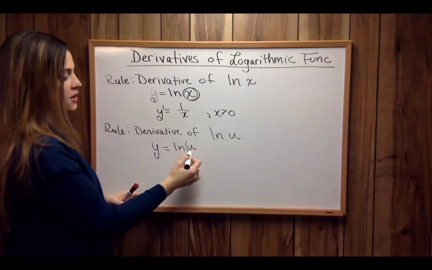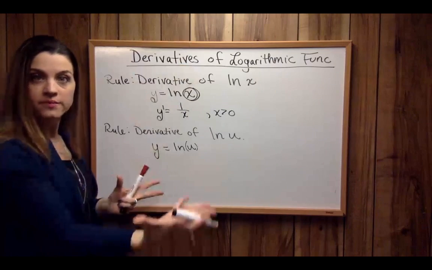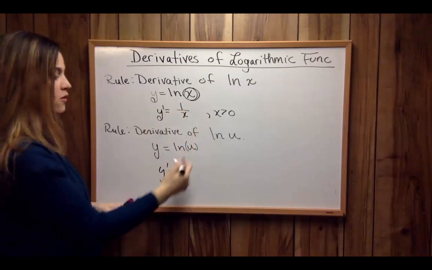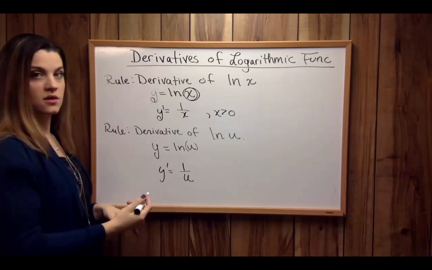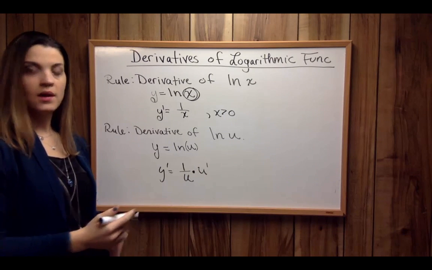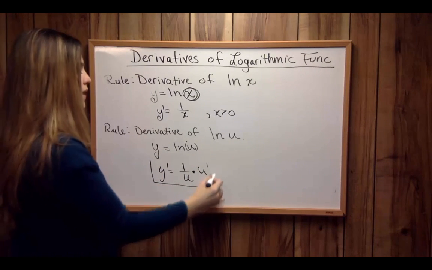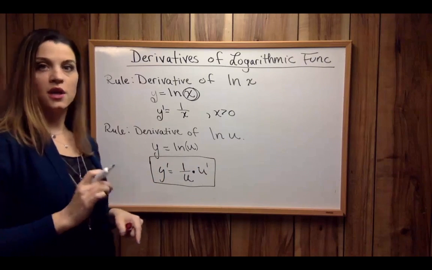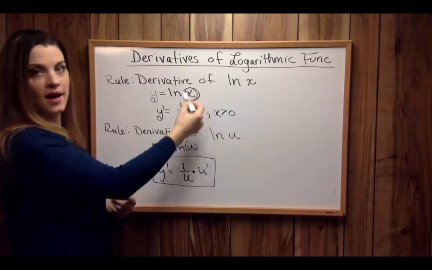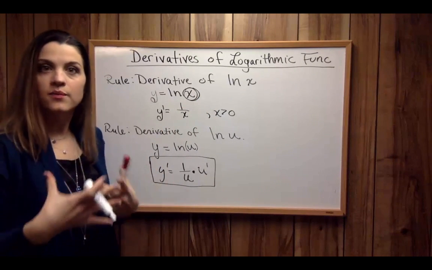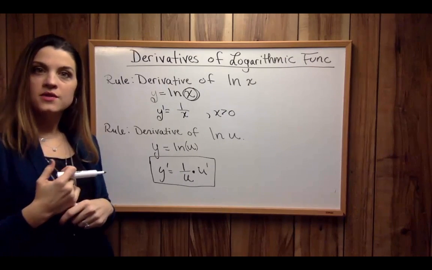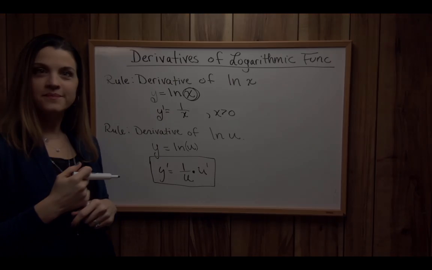So the outside function here would be ln of something. So the derivative would be, what's the derivative of ln? Well, the derivative of ln is 1 over the inside function times the derivative of the inside, u prime. This is used quite often when you're asked to differentiate logarithmic functions, because more often than not, the function that ln is acting upon is not just x, but something greater, something more complex, a more complex polynomial. So we're going to apply these now to some examples for you to get some practice with them.